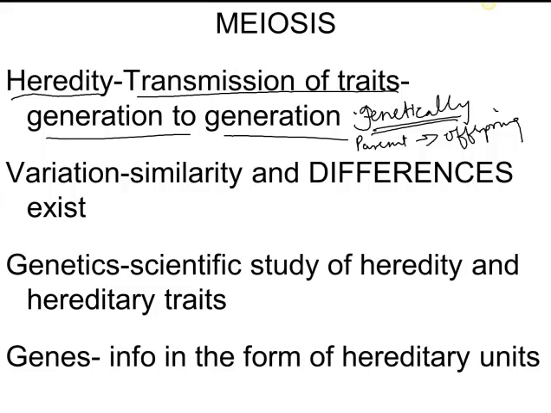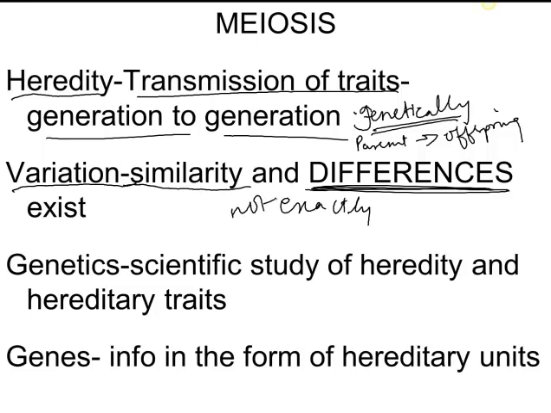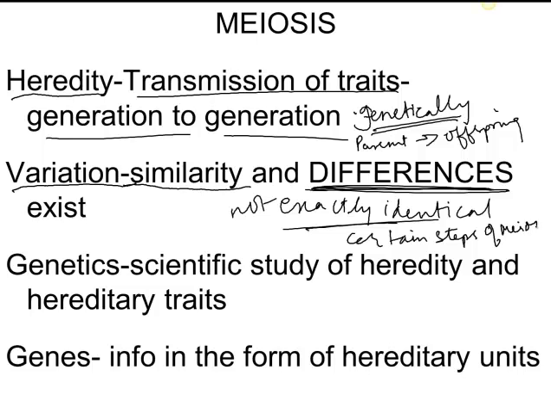Now in this you must remember there exists variation, there exists similarity. The differences do exist. Why are they different? Why are they not exactly identical? It is because of certain steps that take place in meiosis that make them different. Steps of meiosis.